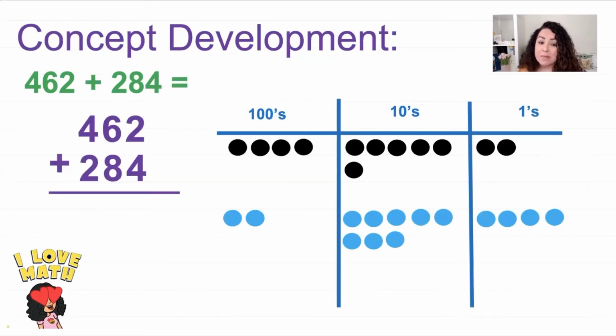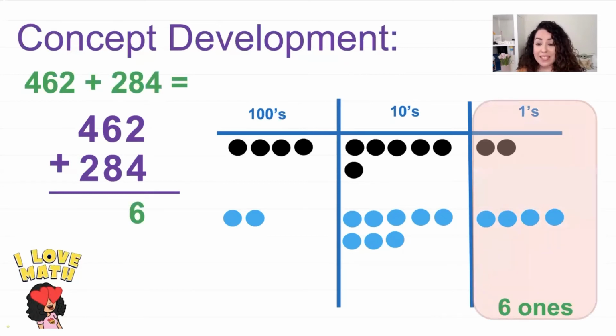And when we line them up on the algorithm, it looks just like this, 462 plus 284. So remember, we always start with the ones place, and I have 2 plus 4. Do I have a group of 10? Well, 1, 2, 3, 4, 5, 6. Nope, I have 6 ones, so I could just put that number straight in the algorithm.